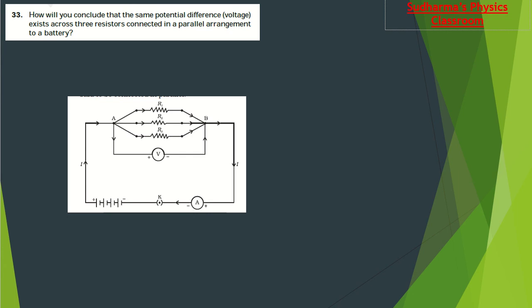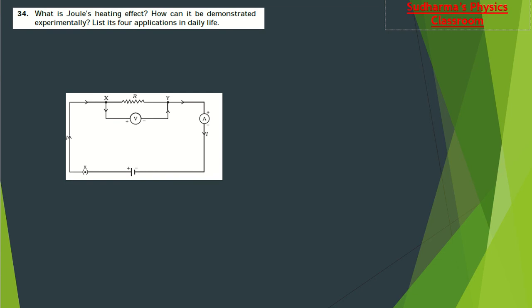Hope you understood it. Now, what is Joule's heating effect? How can it be demonstrated experimentally? List its 4 applications in daily life. So Joule's law of heating effect, H equals I square RT, right? H equals I square RT. How can you demonstrate it experimentally?